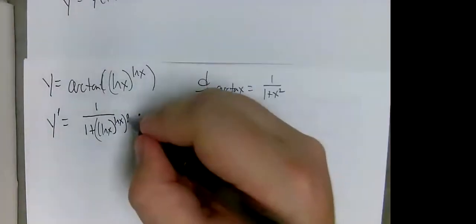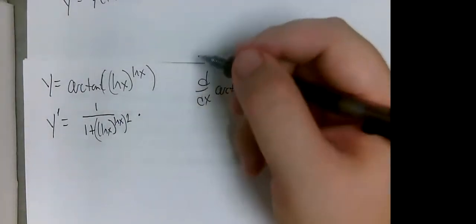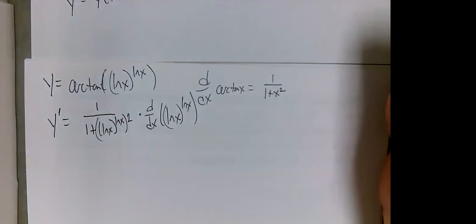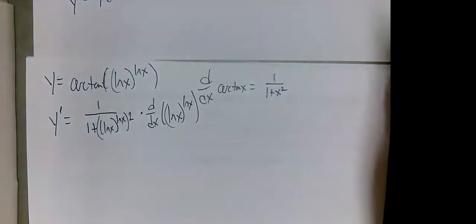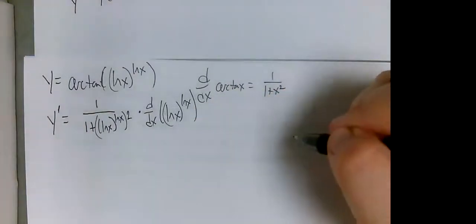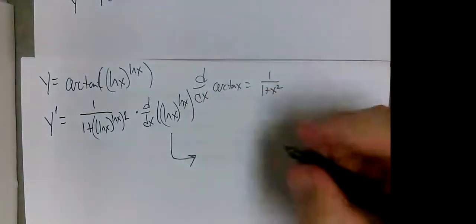Okay. Now we could do some things with exponents to tighten that up a bit, but then we need to multiply by the derivative of the inside. So we need to do the derivative of ln of x raised to the ln of x here. So we need to figure out what that is going to be. All right, so I'm going to do this one on the side and then stick it in here as my answer. So this is going to come off to the side here.